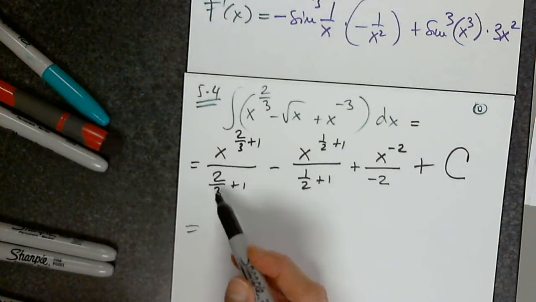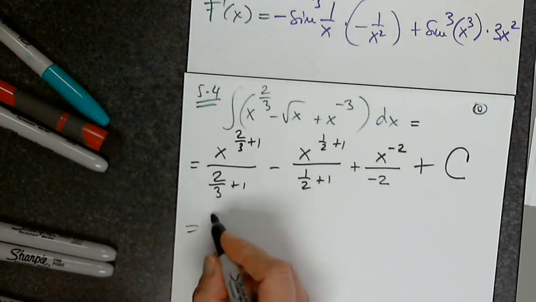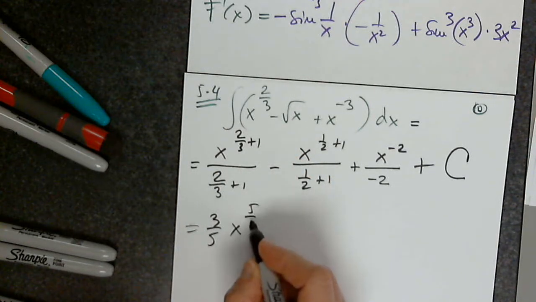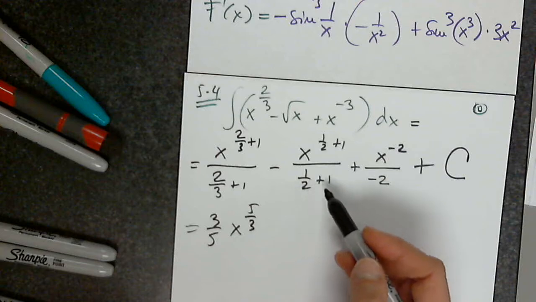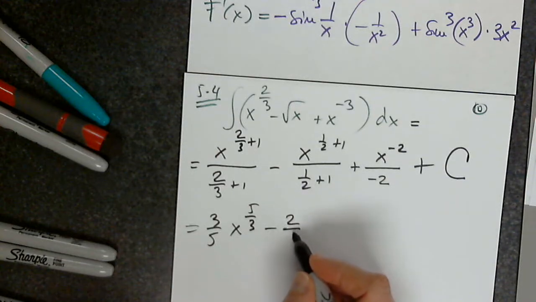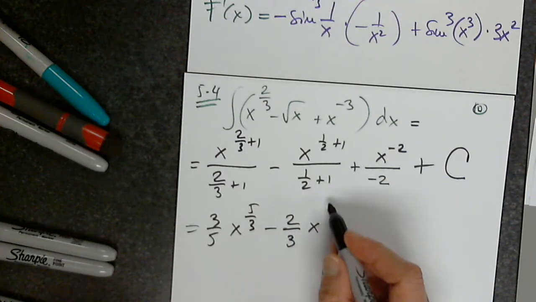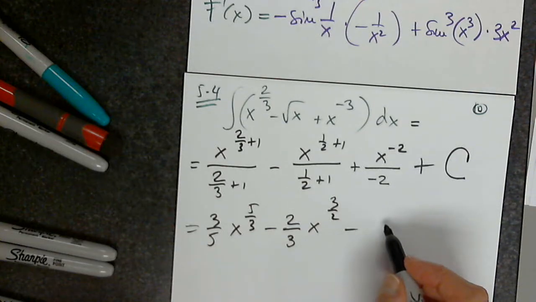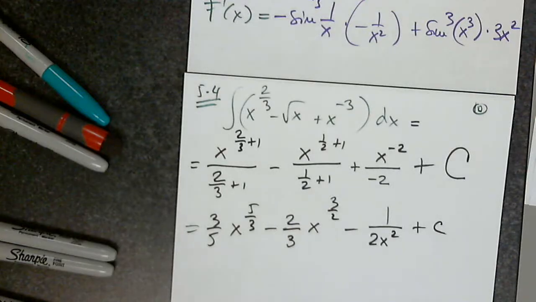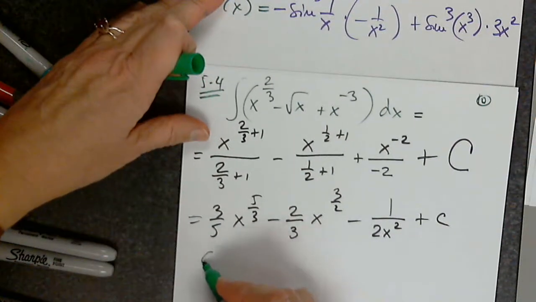2/3 plus 1 is 5/3. When I flip, I get 3/5. x to 5/3. 1/2 plus 1 is 3/2. So it's 2/3 x to 3/2. And then minus 1 over 2x squared plus a constant c. It's completely cleaned up. Would you like to check whether this is true? Yes? Okay, very good. So let's say we want to check.